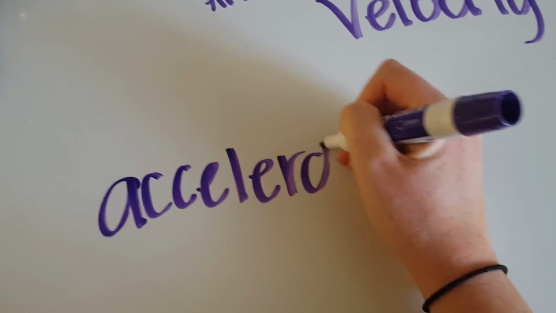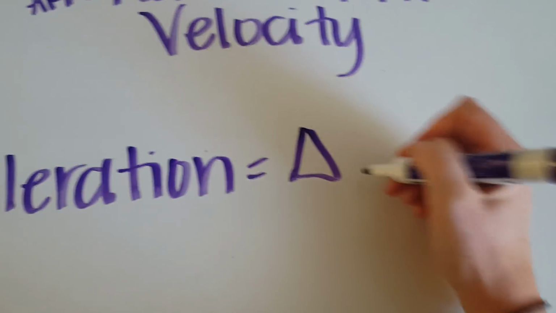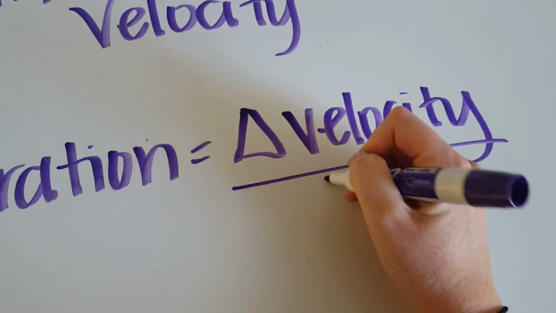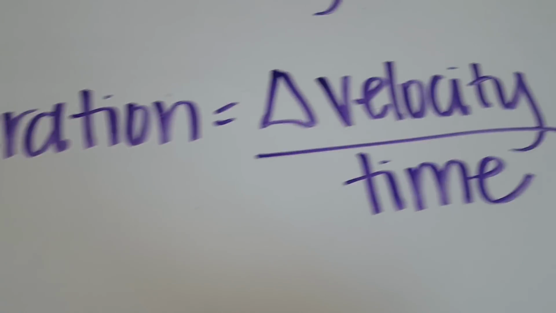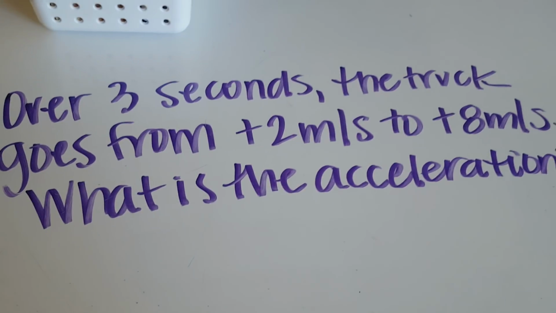So acceleration is the change in velocity, delta, I'm going to use that again, change in velocity, divided by the time elapsed. So if I want to find the acceleration of an object, I need to find the change in velocity, and I also need to find the total time elapsed.